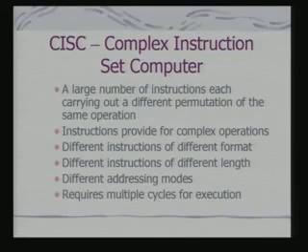What are the characteristics of CISC? A large number of instructions are typically found in the repertoire of the CISC processor, and they actually perform various complex tasks. These instructions are typically of different length and different format, and in many cases they require a different number of clock cycles to execute. Also, such processors support a number of addressing modes.